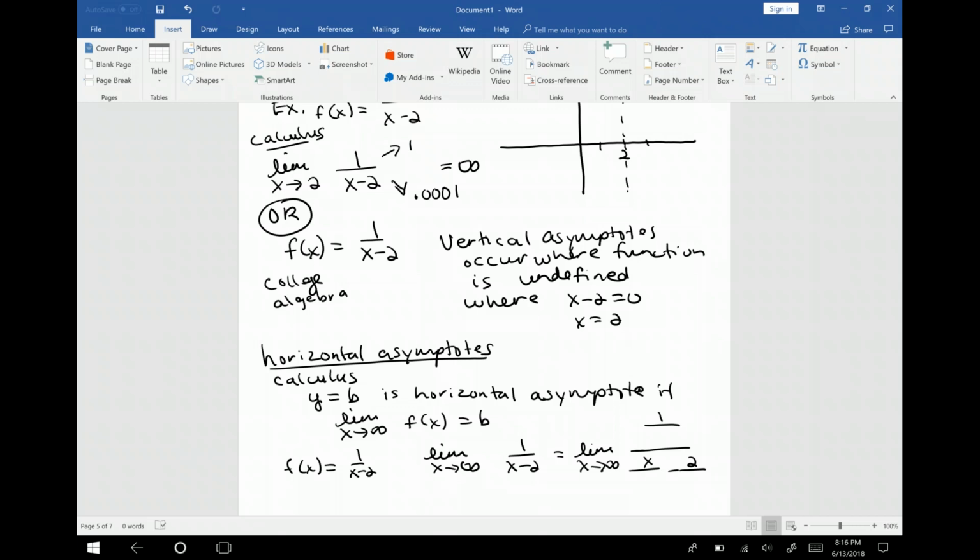Correct. So the highest power of the denominator is 1. It's x to the first power. So we're going to divide everything by x to the first power. So what is this then? Now we're making that denominator get really, really big, not really, really small like before. 1 divided by a really, really big number is the opposite of what you might think.